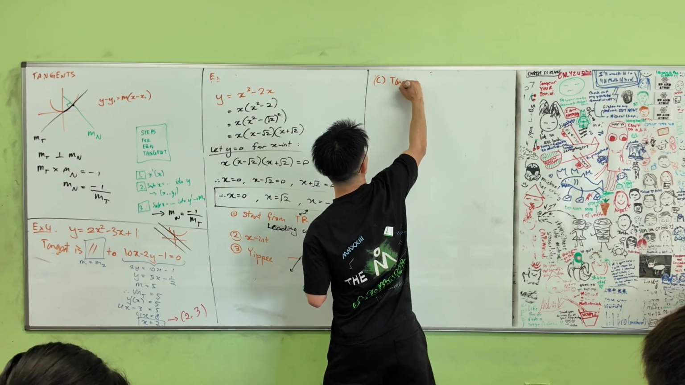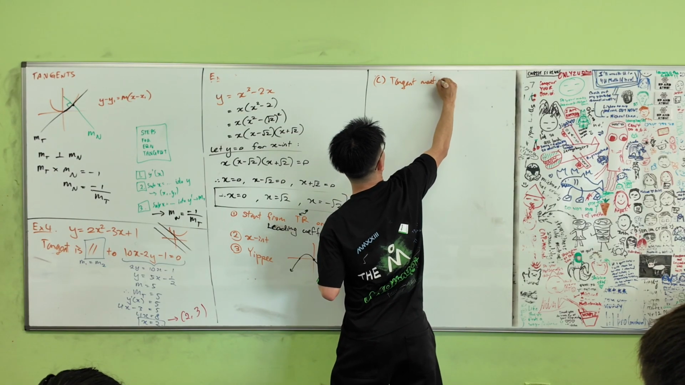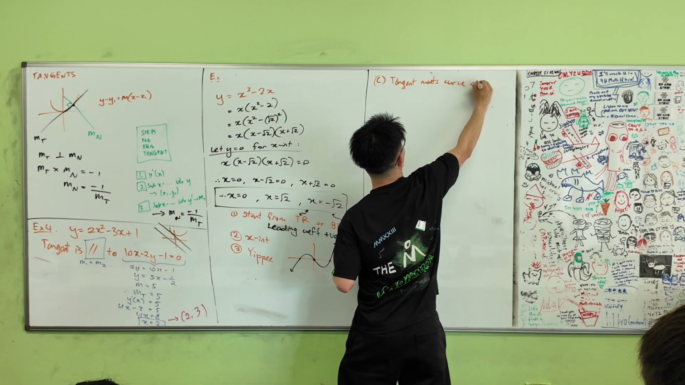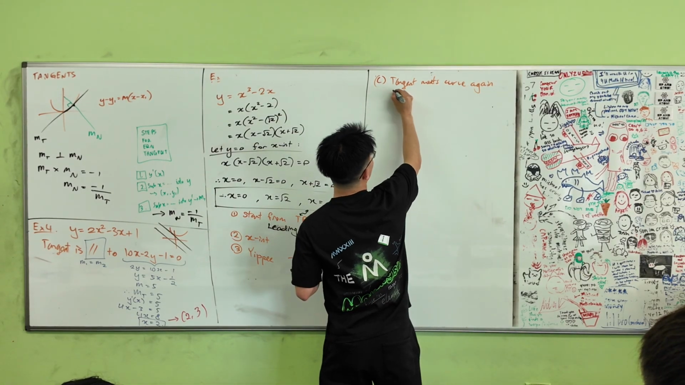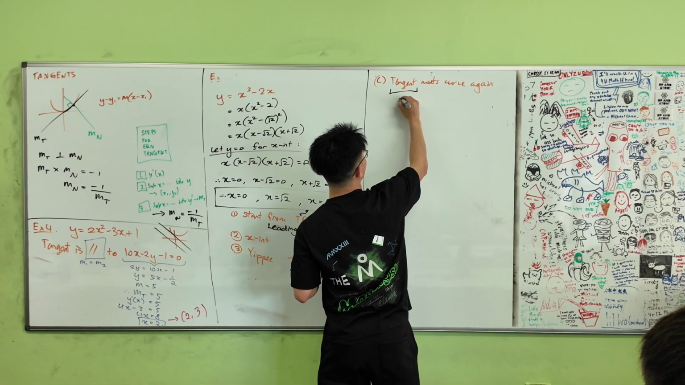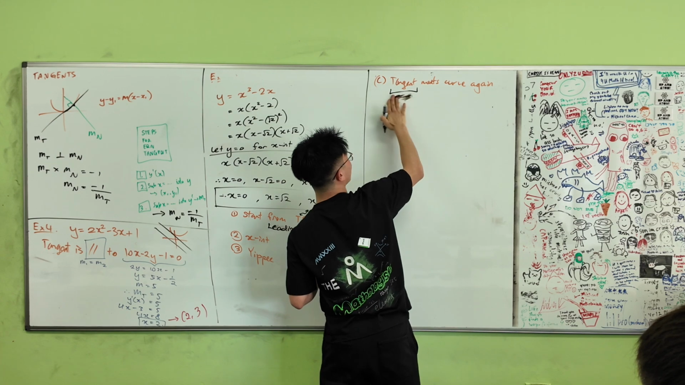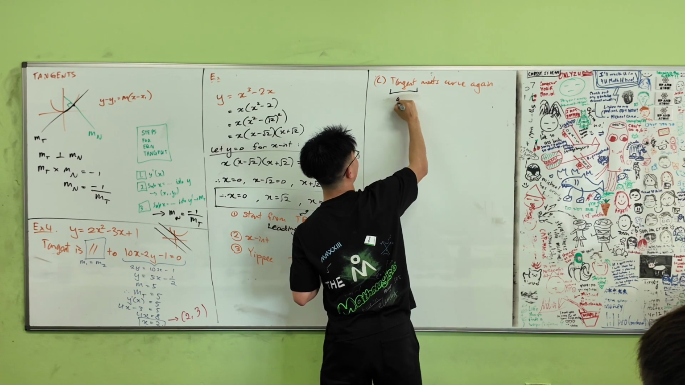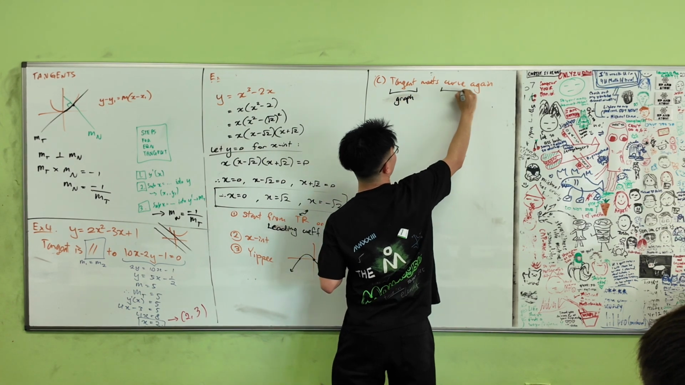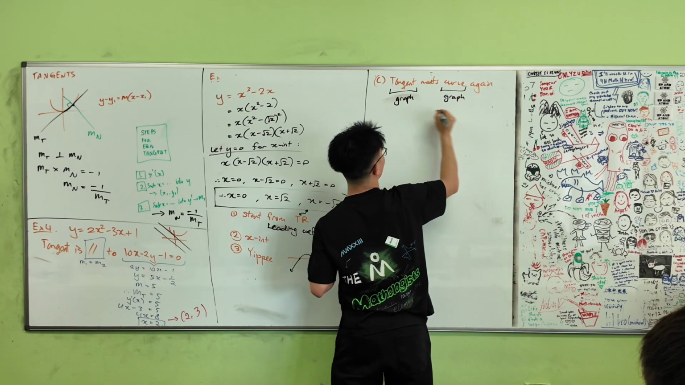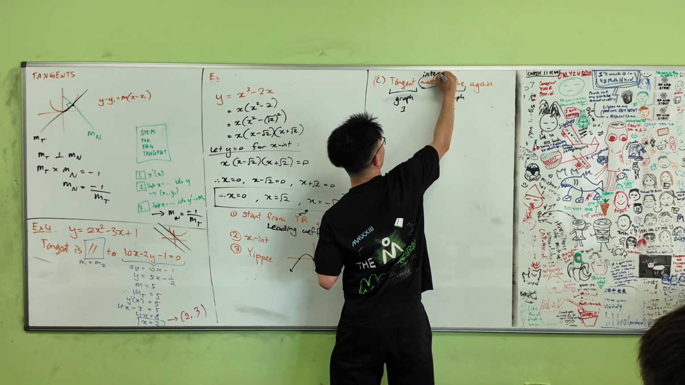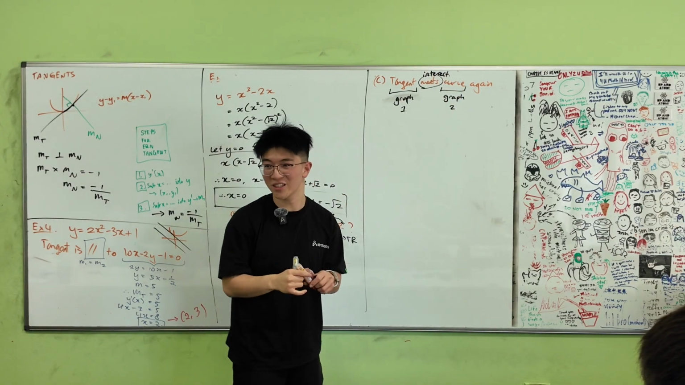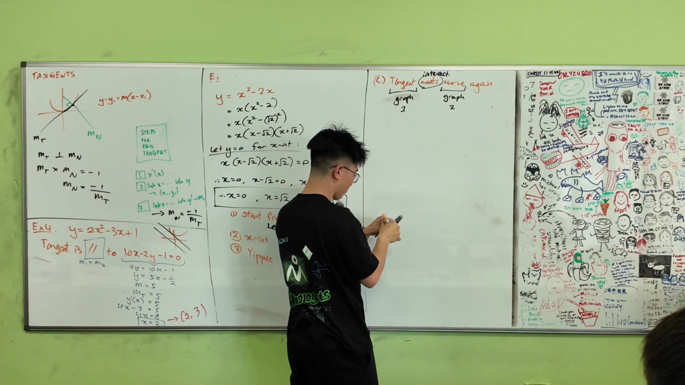Where's my orange pen? The tangent meets the curve again at some second point. So what are we doing? Let's do this. Some graph. You think graph 1, graph 2. And then 'meet' is really just 'intersect'. So when you make things intersect, you just solve simultaneously, okay?